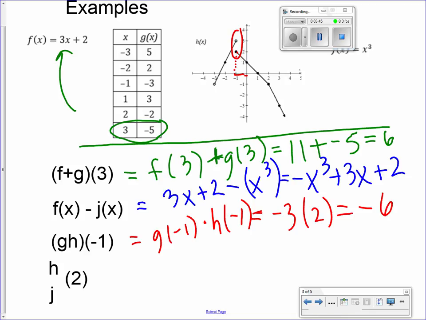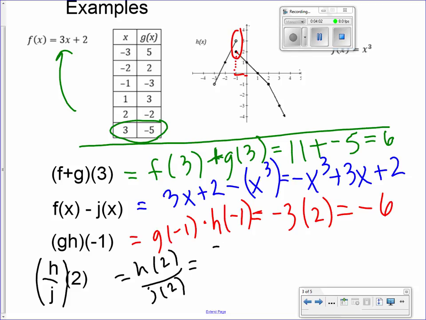All right, and then the last one is division. That's what it should look like. So we have h divided by j of 2. Again, that's the same thing as saying h of 2 divided by j of 2.